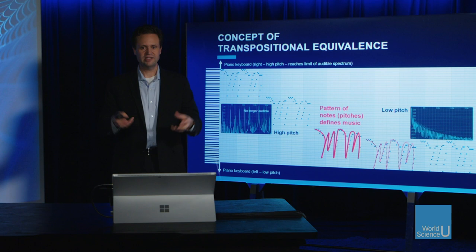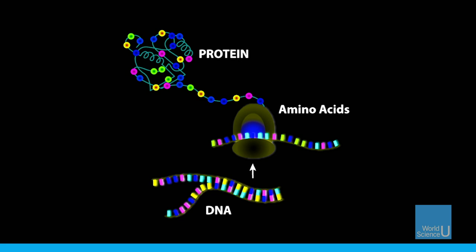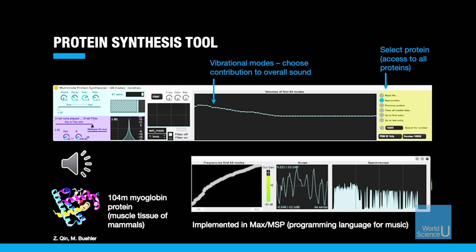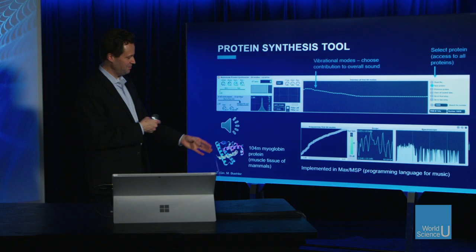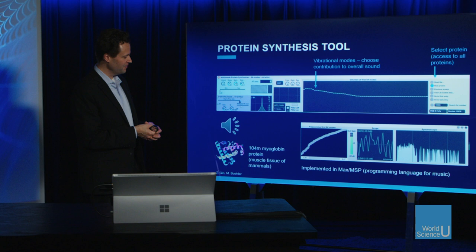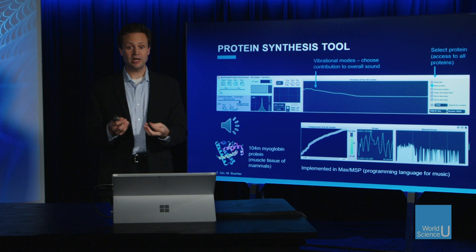And we've done this for proteins in different ways. We have found models to describe the DNA sequence, the amino acid sequence, and the protein structure itself, and we can make them audible. What you hear in the background here is the sound of one of these proteins. It's called 104M. 104M is the code in the Protein Data Bank. Each protein has a code in there, and 104M is a myoglobin protein. It's found in the muscle tissue of mammals.